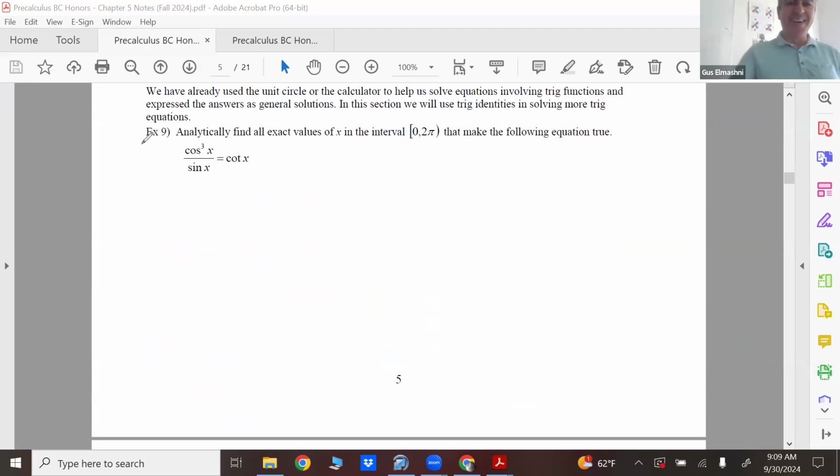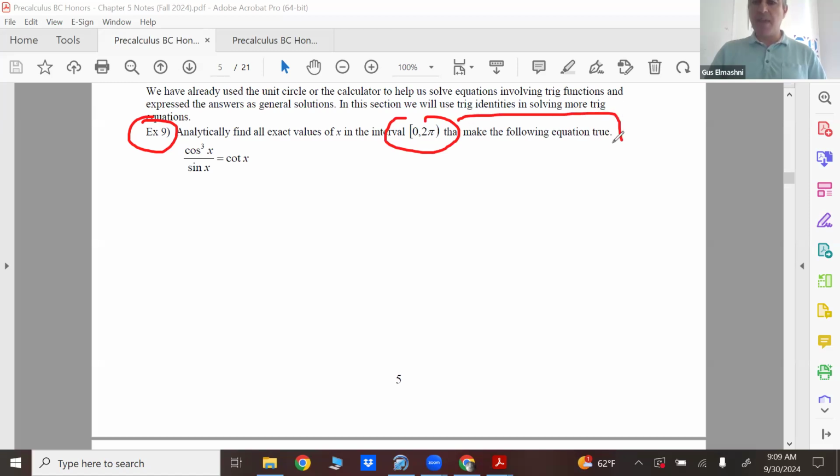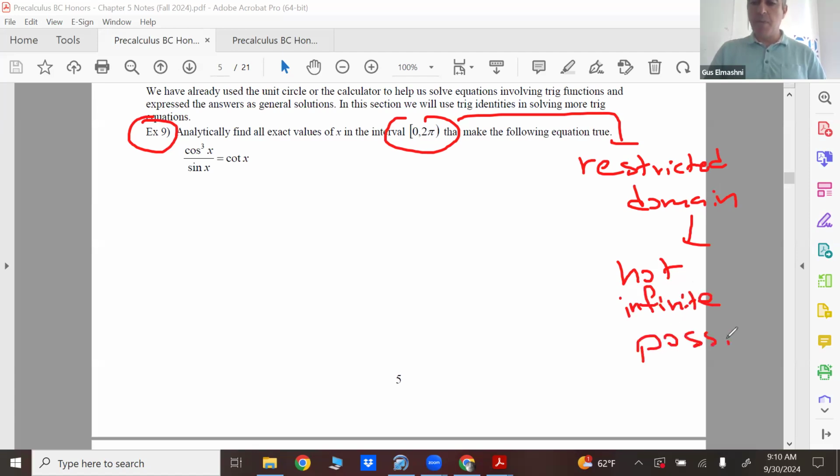So anyway, example 9. Now here, you want to get a very specific answer. This is a restricted domain in a way, so not infinite possibilities. Remember, on the test we had infinite possibilities, right? We had general solutions. Not the case here. This is more restricted.